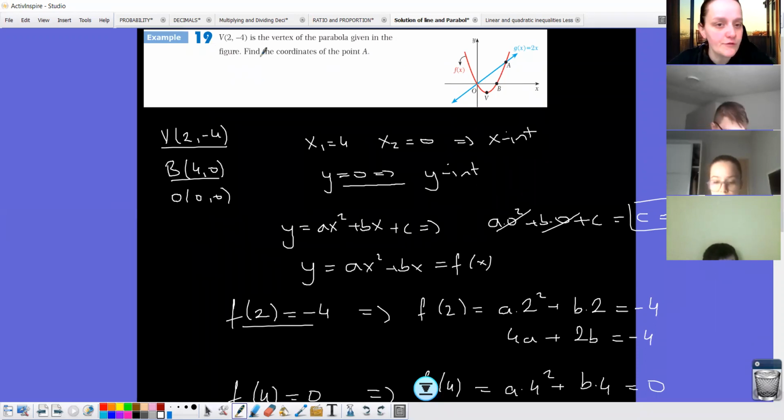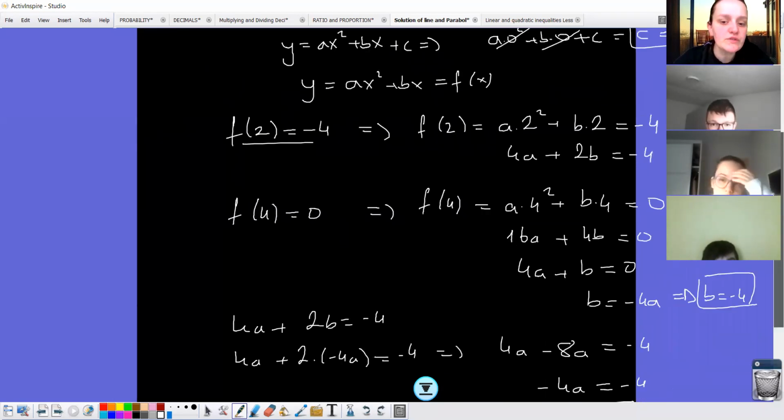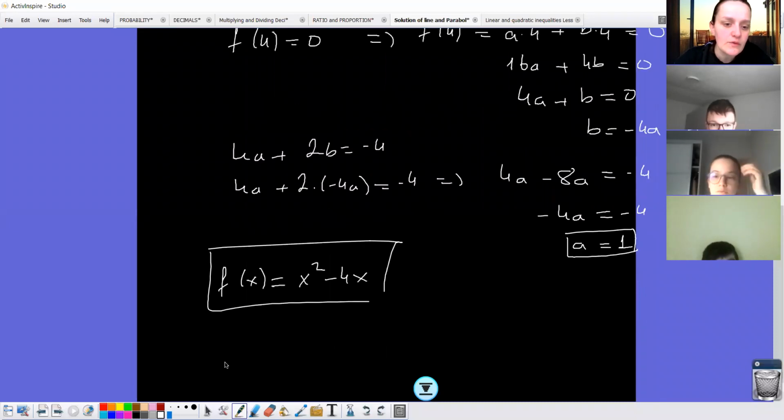Now, what were we looking for? We were looking for the coordinates of point A. This point is the intersection point of the parabola and the line. So what we were doing in that case is equalizing the quadratic function with the line, f of x is equal to g of x.